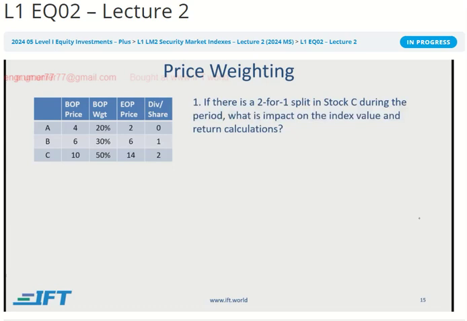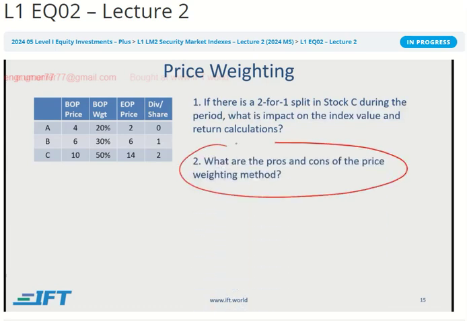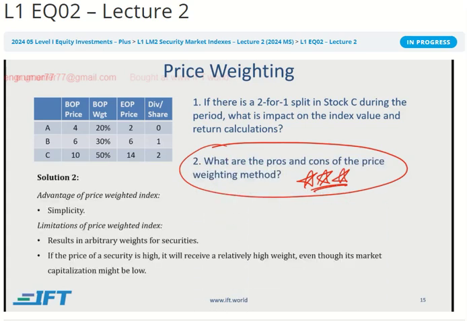Now coming to the second point over here, which is what are the pros and cons of the price weighted index. From a testability perspective, of course, the calculations are important, but this theoretical understanding is also very important, that what are the good parts of price weighted and what are the negative parts. So now the good part is that it's simple, right? But the bad part is that you're giving weights to securities based on price.